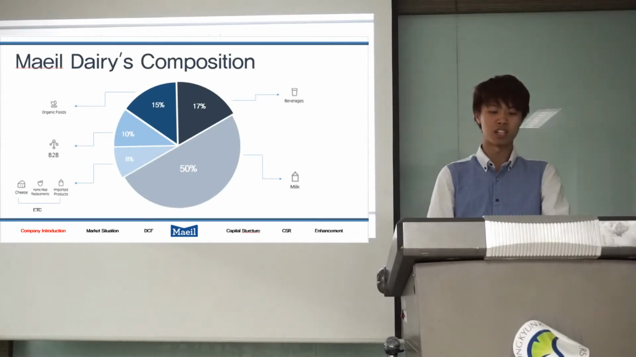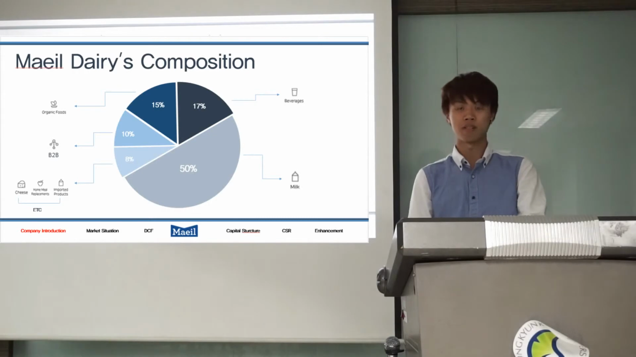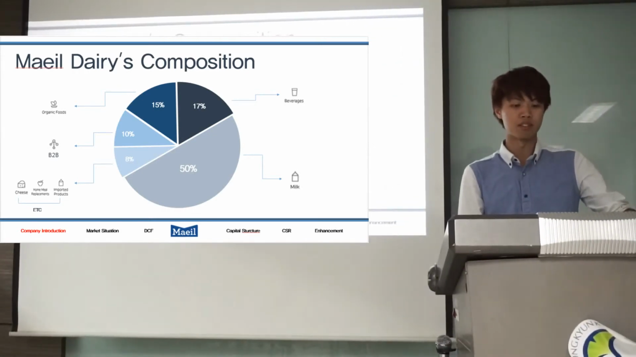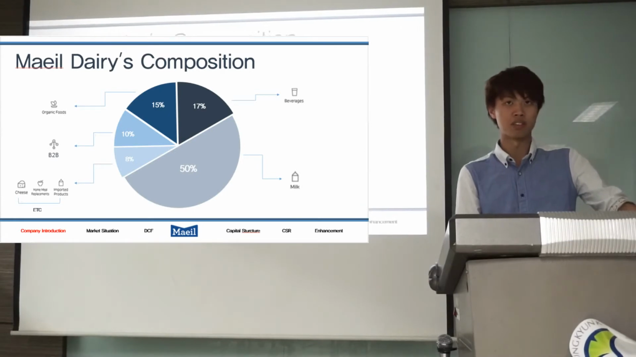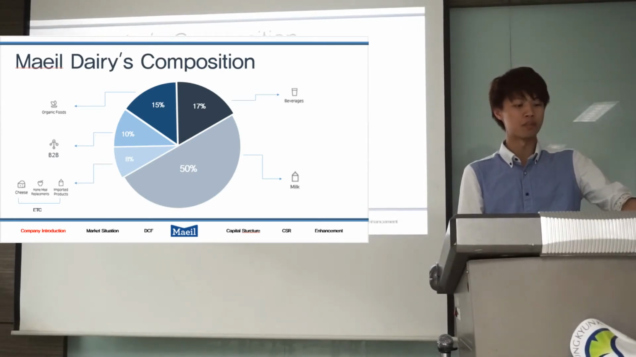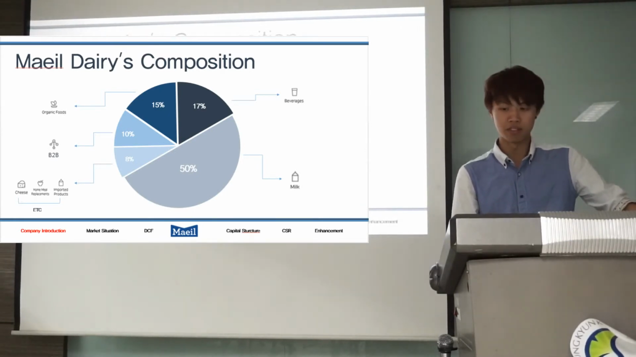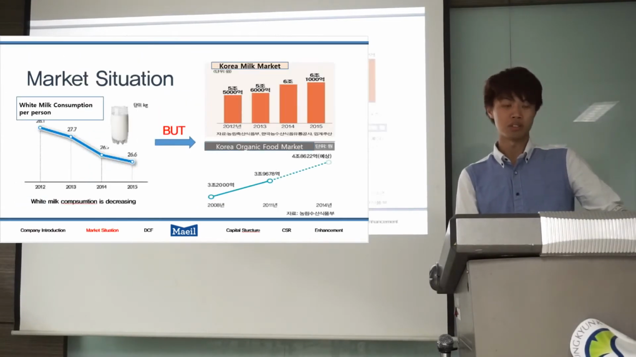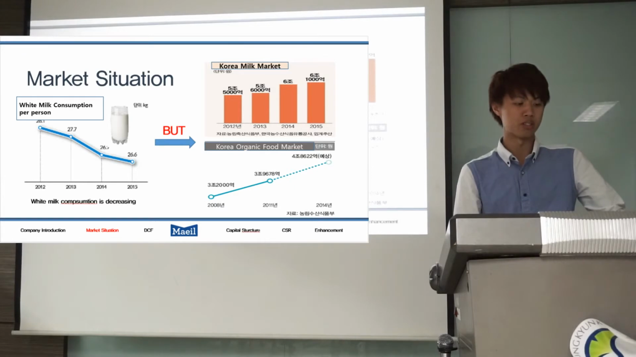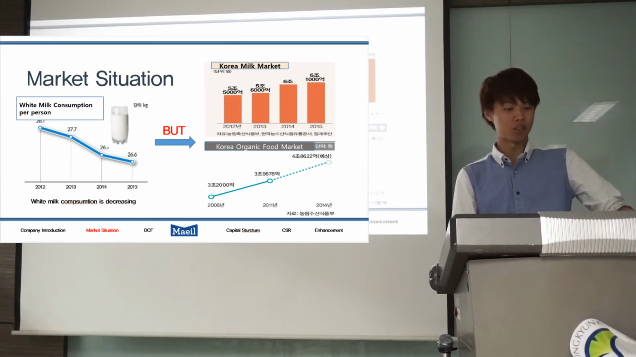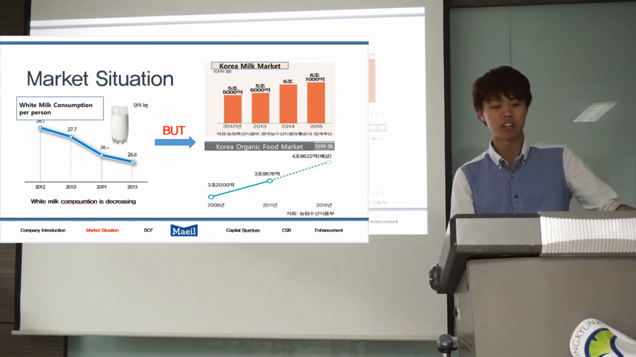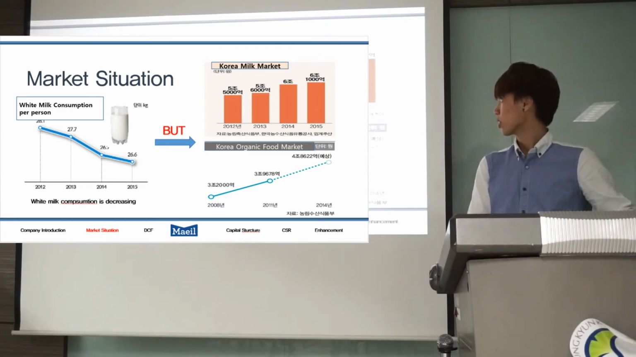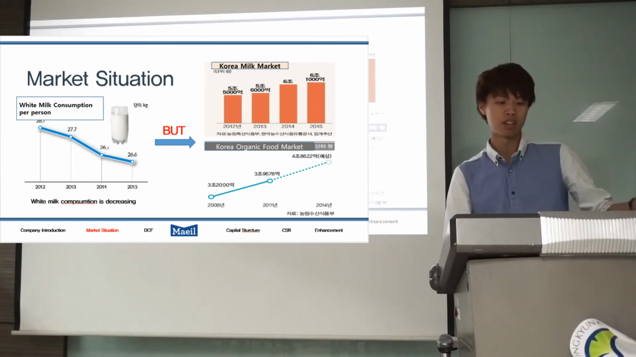Here's the composition of the business. As we can see in the chart, the milk business takes half of the business, and 70% for beverage, 15% for organic food, 10% for B2B products, and the rest is cheese and import products. We also found that the market situation has changed recently. As milk consumption is decreasing, the organic food market is increasing. So it shows that the organic food market is a potential market for the business.